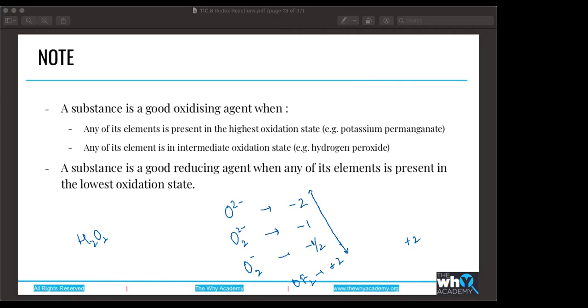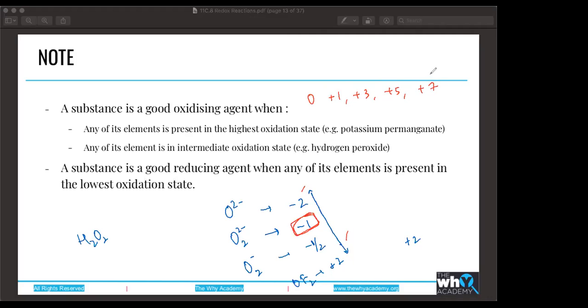So intermediate oxidation state मतलब lowest और highest के बीच में जो है. So -1 is intermediate because it is in between the lowest and the highest oxidation states. So that's what intermediate means. For example, manganese can take values, like elemental manganese is 0. It can take values of +1, +3, +5, +7.